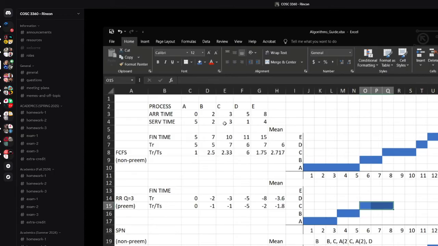And since 3 nicely fits the quantum, we can run the entirety of it. Since the service time of 3 is equal to the quantum, C runs the entirety. And then at this time, E is going to get to the back of the queue because E enters at arrival time of 8. So right now the queue is going to say A of time 2, D enters, and then E enters.